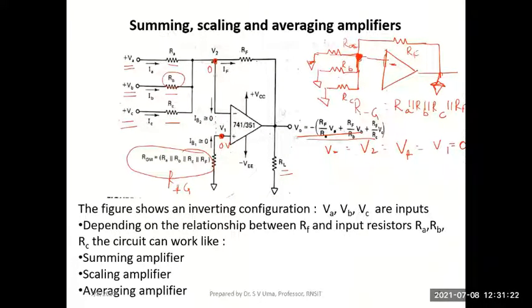Now, at this node V2, you can apply KCL. Yes or no? Apply KCL at node V2. What are the currents entering? You can see this input signal VA is generating current IA. So IA is entering. The signal VB is generating current IB. IB is entering. The signal VC is generating current IC. So IC is entering. There are three currents entering the node.